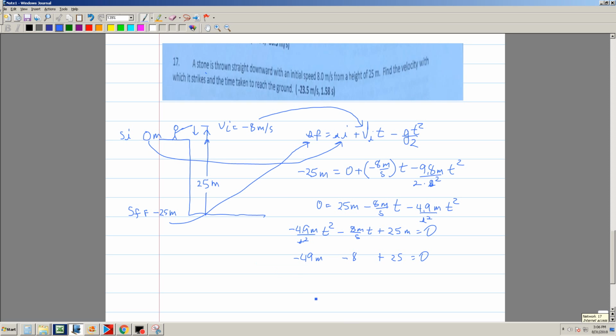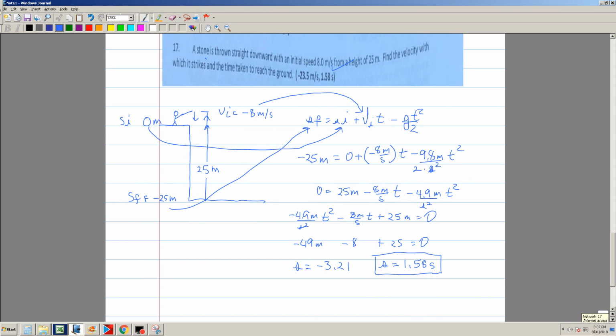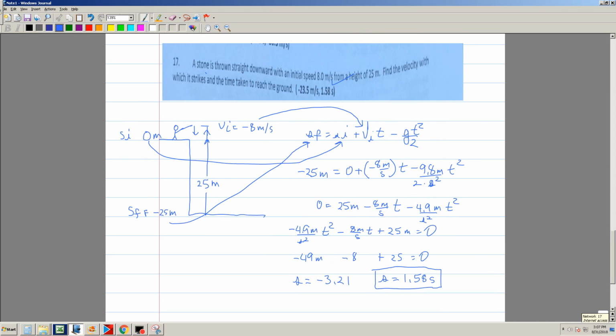And the roots are t equals negative 3.21, but it's a negative number, and the other one is 1.58 seconds. So I would pick this as your answer, and let's see. Yep, there it is. Okay, that looks good. Okay, so now you have that.